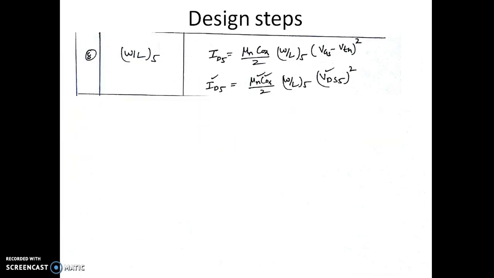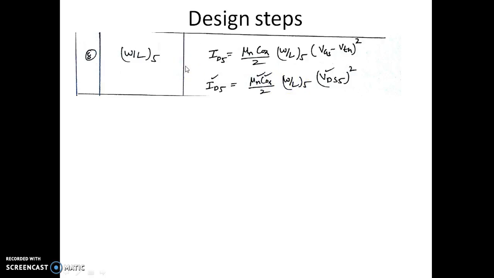Next we are supposed to estimate the dimensions of the fifth transistor. Using the current equation, ID5 can be written in this form: mu and Cox by 2 WL of the fifth transistor and VGS minus VTH whole square. This VGS minus VTH is actually the saturation voltage, so let us write this as VDS5. In the previous step we found VDS5. We know all the parameters except WL of 5, so we can easily estimate WL of 5.